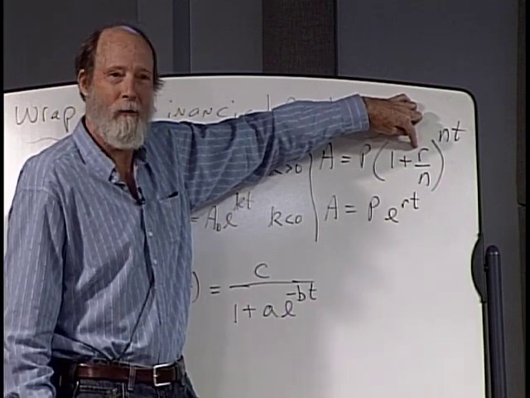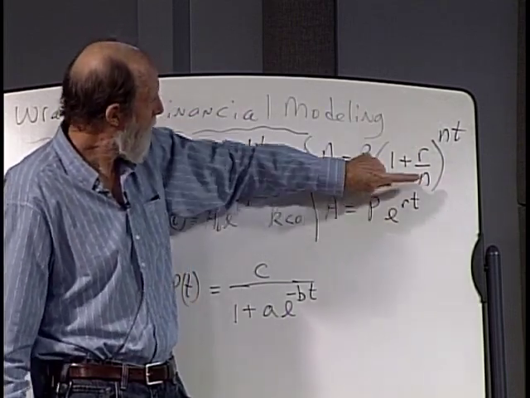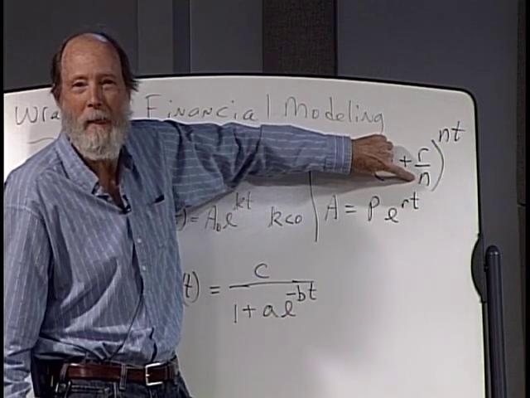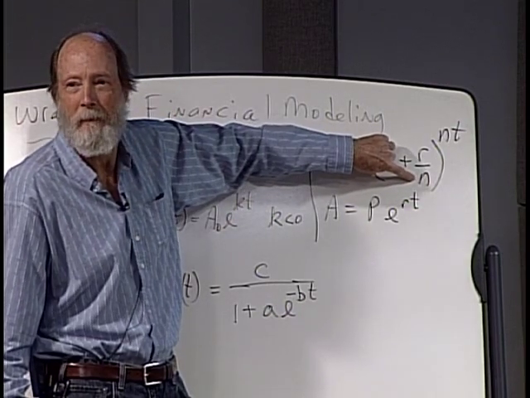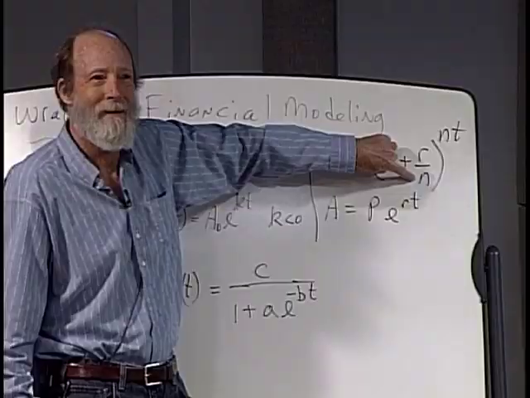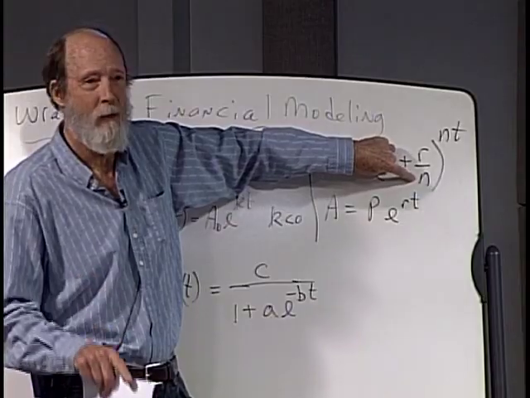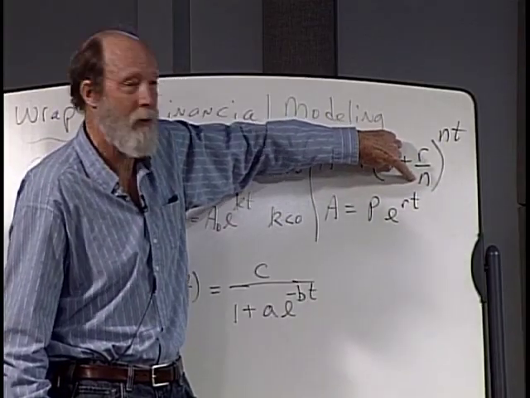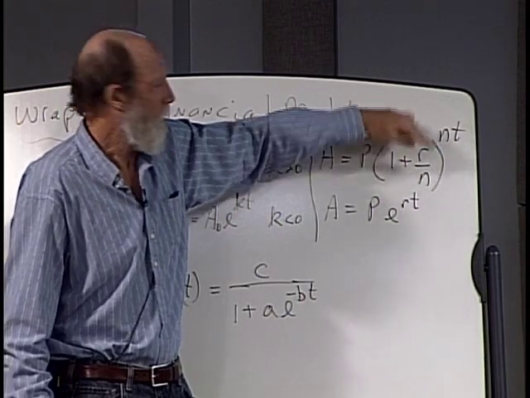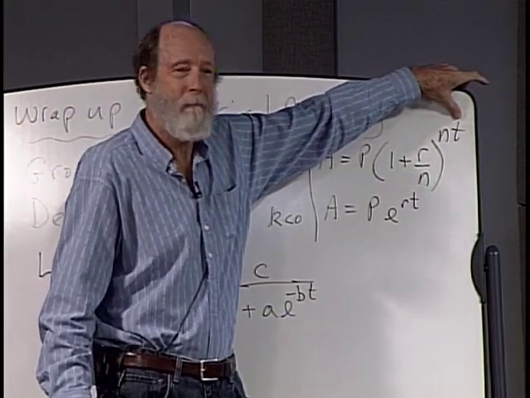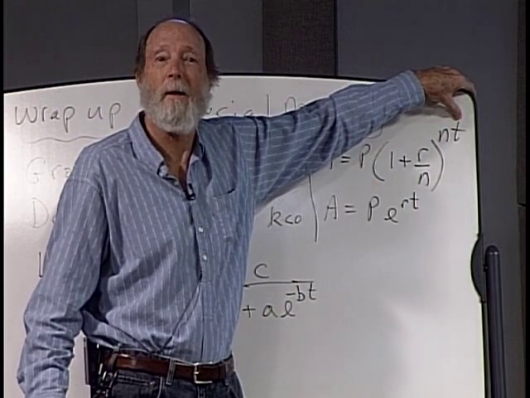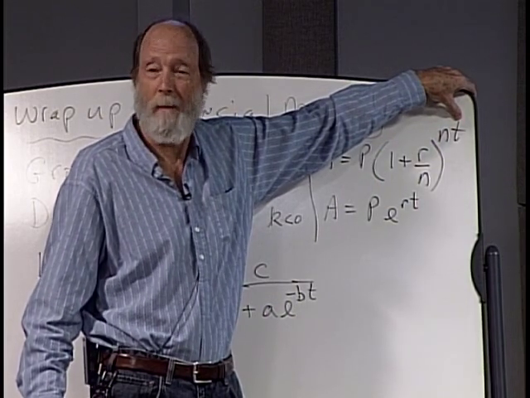Now, somebody else who hasn't spoken up yet, tell me what N is. Number of times it's multiplied per year. Number of times, as Jerome said, the number of times you're getting the interest given to you per year. So this is the number of compoundings per year. And then T represents what? Time in years.